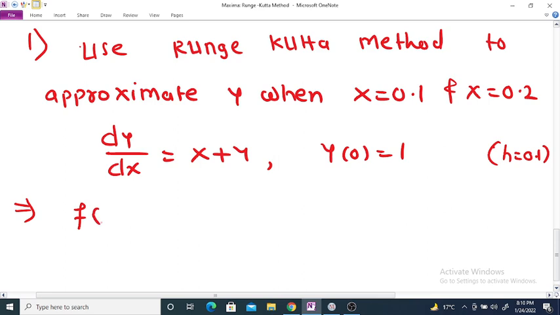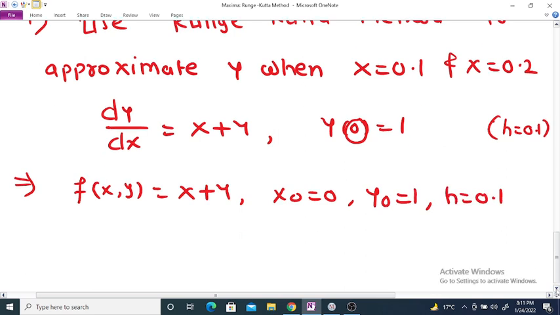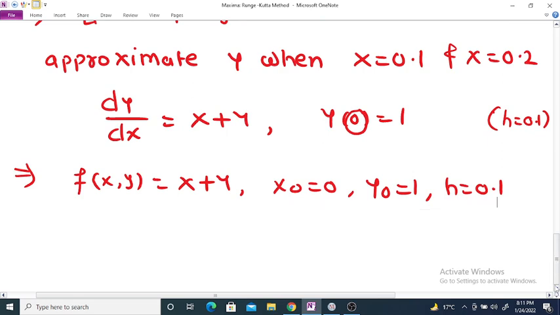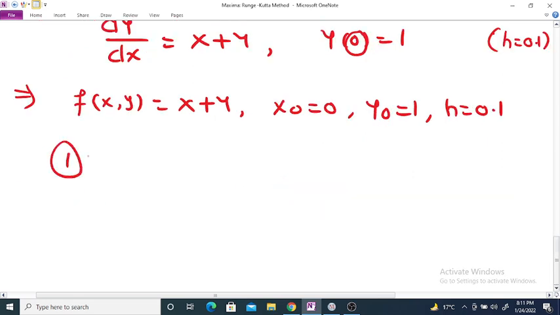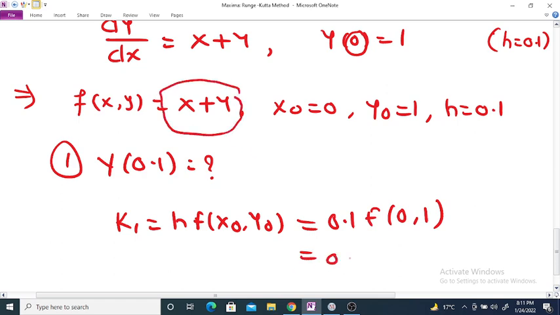So here given f of x, y is equal to x plus y, then initial condition x0 is equal to 0, y0 is equal to 1, h is equal to 0.1, and so we want to determine the value of y when x is 0.1 and the value of y when x is 0.2. First we want to determine y of 0.1. So now k1 is equal to h f of x0, y0. So h is 0.1 and x0 is 0, y0 is 1. f of x, y is x plus y, and therefore this is 0.1 times 0 plus 1, which is equal to 0.1.